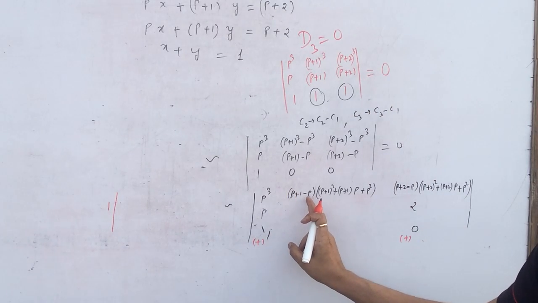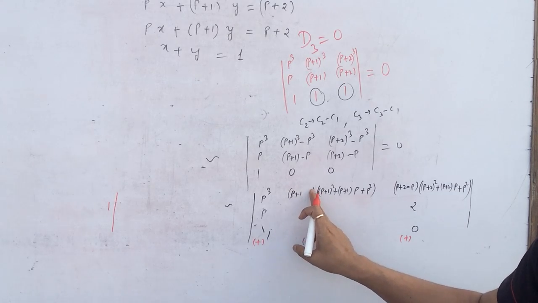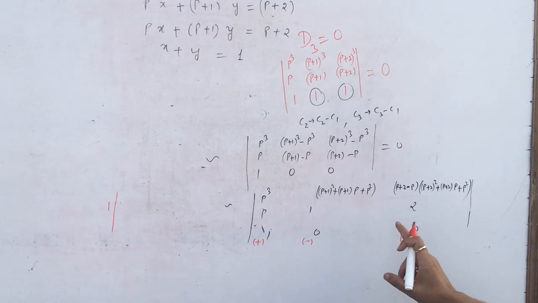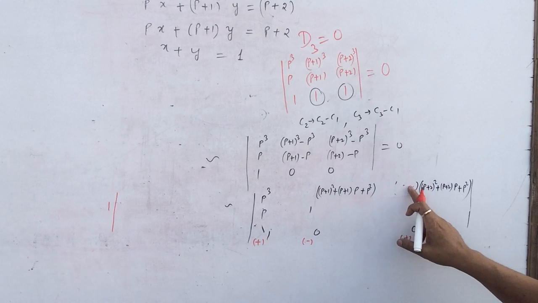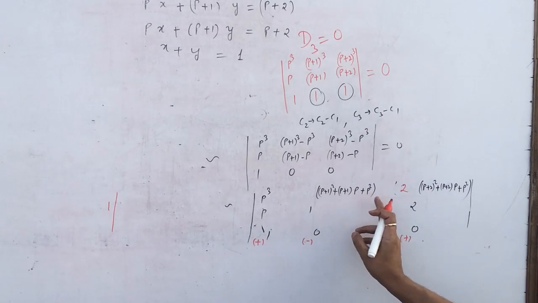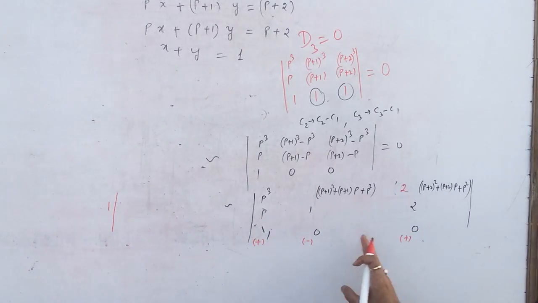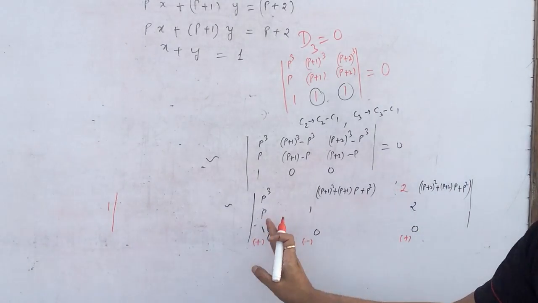What would you get? P plus 1 minus P. Solve this first. P plus 1 minus P, you will get here 1. P plus 2 here, you will get here 2. And when you expand this, we will get something else. So 1, remove this row and this column.